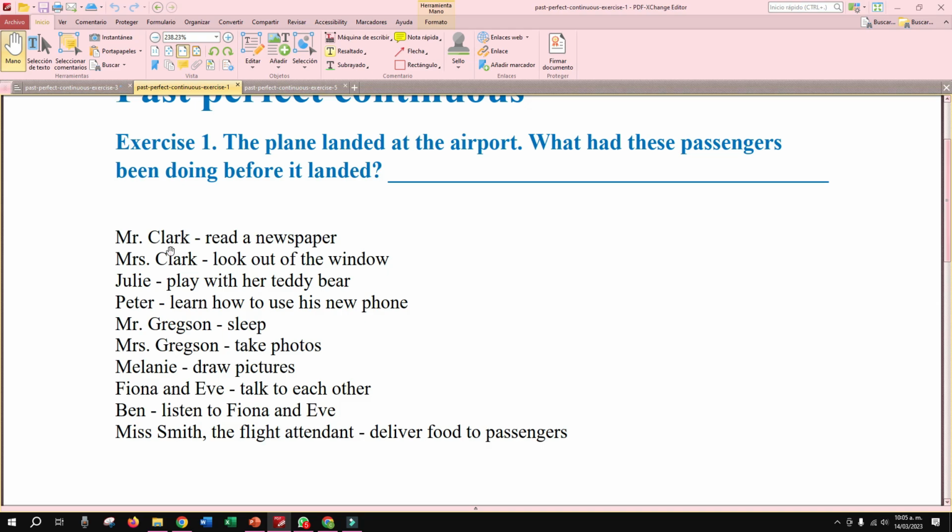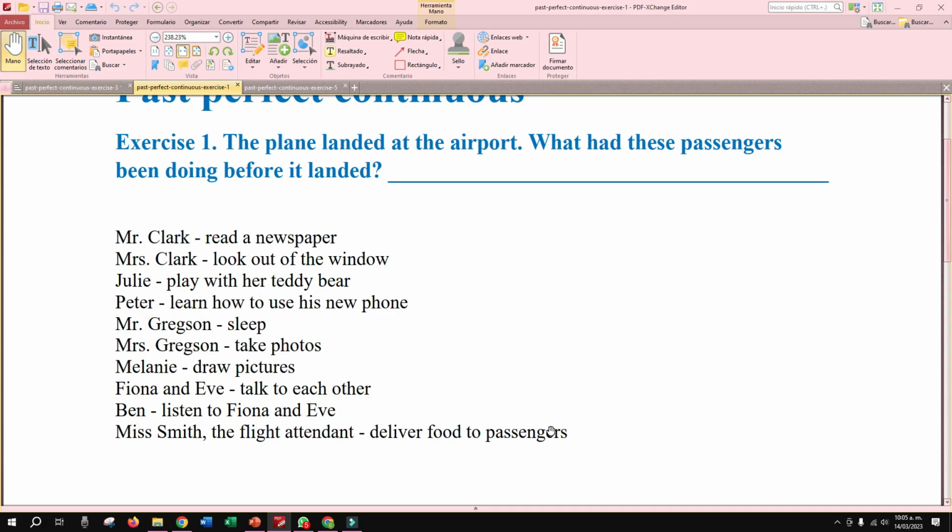It says, Mr. Clark read a newspaper. Mrs. Clark look out of the window. Julie played with her teddy bear. Peter learned how to use his new phone. Mr. Gregson sleep. Mrs. Gregson take photos. Melanie draw pictures. Fiona and Eve talk to each other. Ben listened to Fiona and Eve. And Miss Smith, the flight attendant, delivered food to passengers.